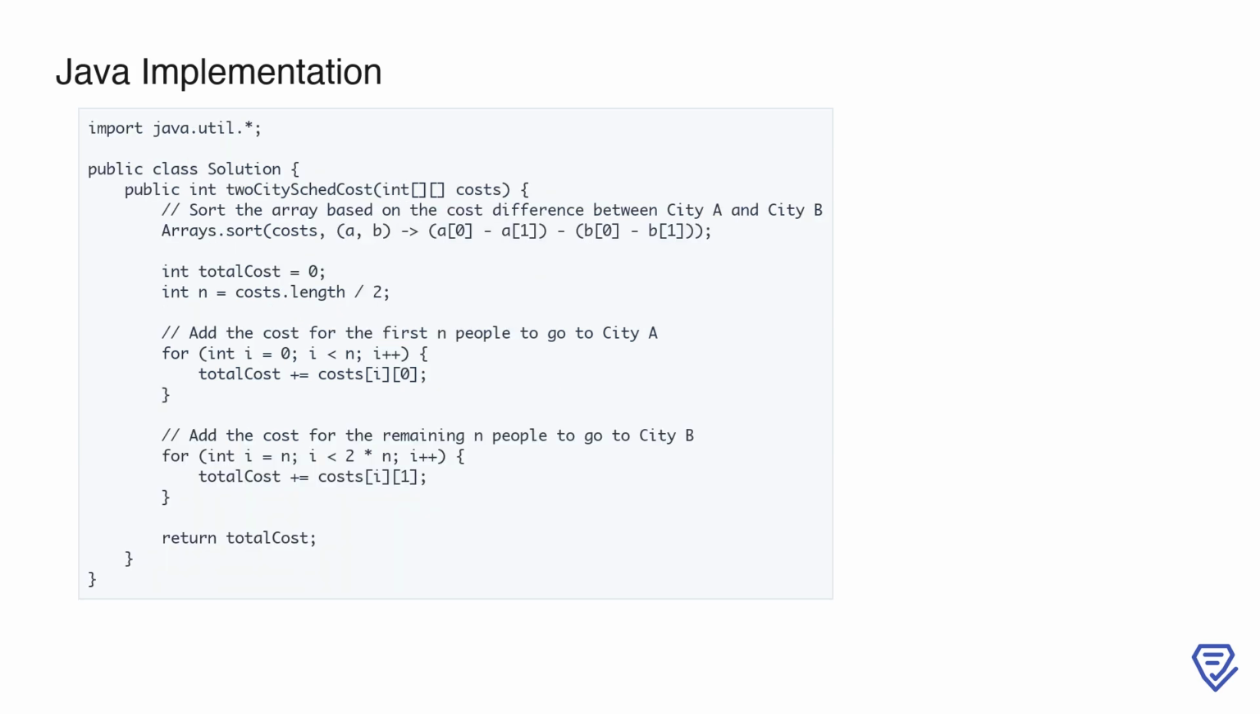This is the Java implementation of the two-city scheduling problem, LeetCode number 1029. The method twoCitySchedCost mirrors the Python logic by sorting the input based on the cost difference between sending a person to city A and city B. Java-specific features include the use of the Arrays.sort method with a custom comparator for sorting, and type declarations for variables and arrays. The solution calculates the total cost by summing up the costs for the first half of people to city A and the rest to city B.